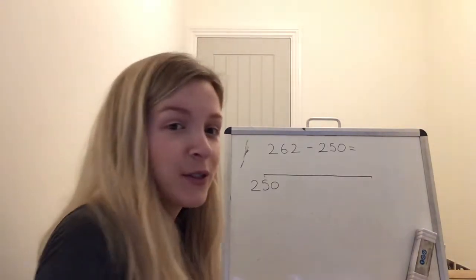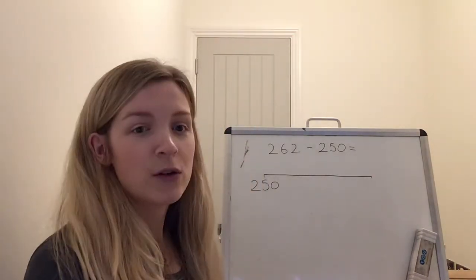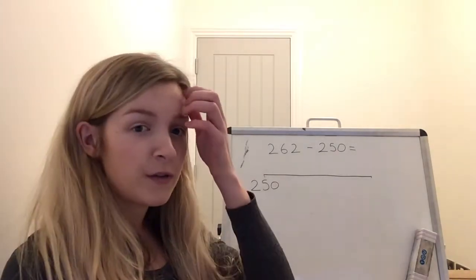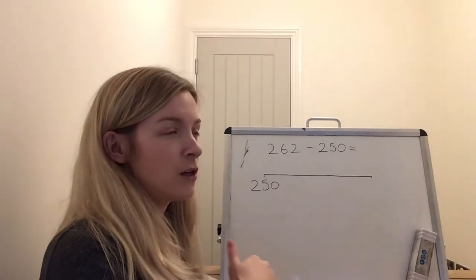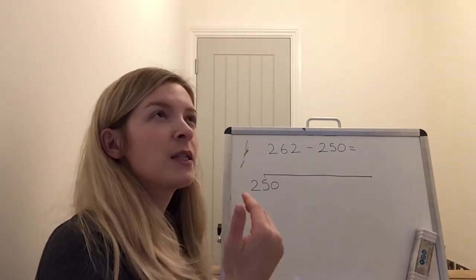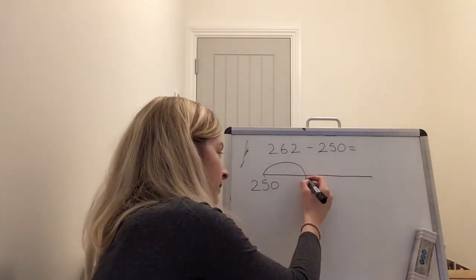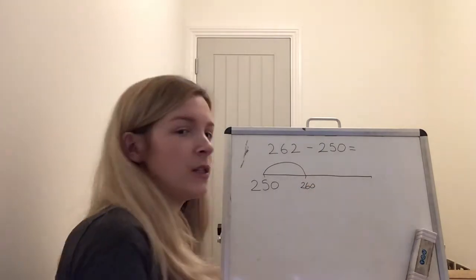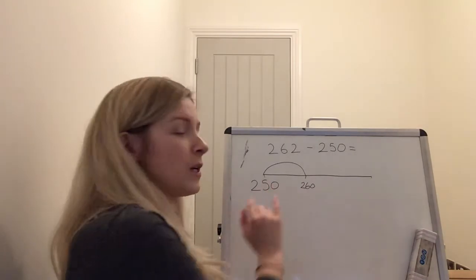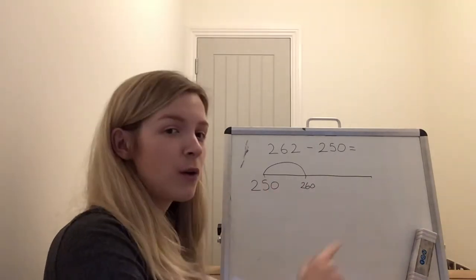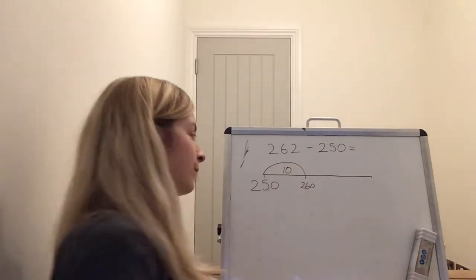Okay, did you do it? Did you try? Okay, let's go through it and see how we got on. So, starting at 250, we're going to jump forward to the next multiple of 10. 250, what is the next multiple of 10? 260. What is the difference between these two? It is 10. 250, 260. We're all very good at counting in tens, so that's 10.